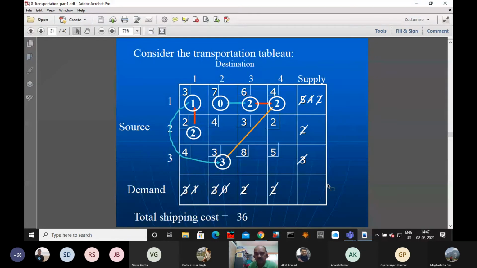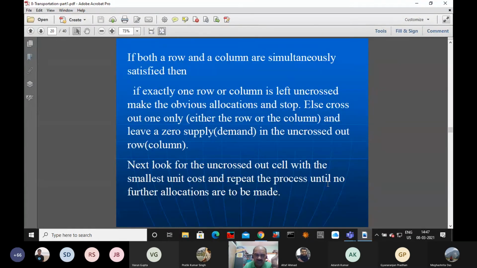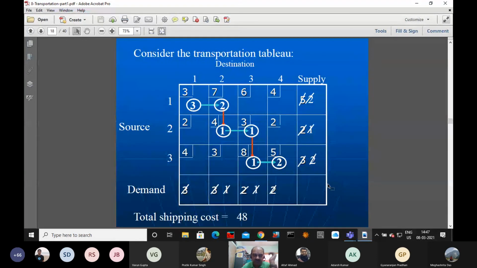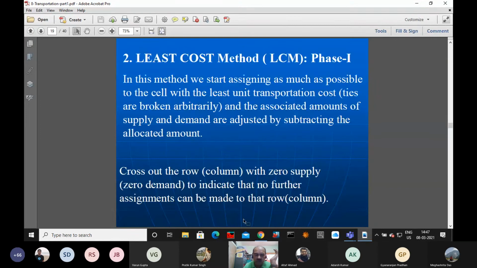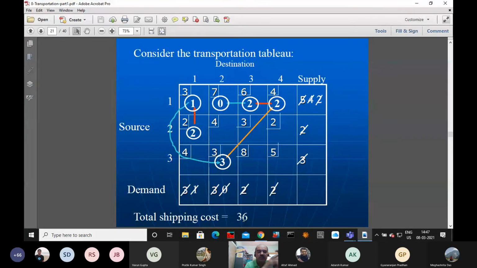See here, this is a problem, the same problem we have taken earlier. The result, the one we got earlier, I am just repeating again. The total shipping cost was 48. Now, we would like to know whether we have improved or not. So how to improve? What is the trick here? With respect to this allocation, the least cost, we are saying least cost method.